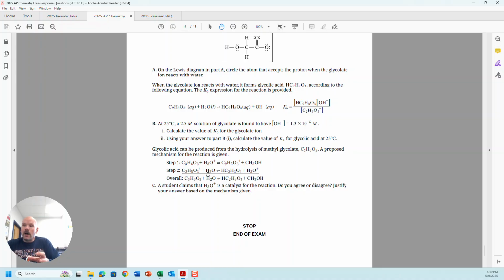So remember, an intermediate cancels out on this diagonal, a catalyst cancels out on this diagonal. You don't always have catalysts, but H3O plus would be a catalyst here because notice it's not in the overall reaction, so it canceled out, but it started out as a reactant and ended up as a product, and that's a sign that it's a catalyst. So for part C, we're agreeing with the student again. The student claims that H3O plus is a catalyst for this reaction. Do you agree or disagree? We would say, yes, I agree, because H3O plus is a catalyst in that mechanism.